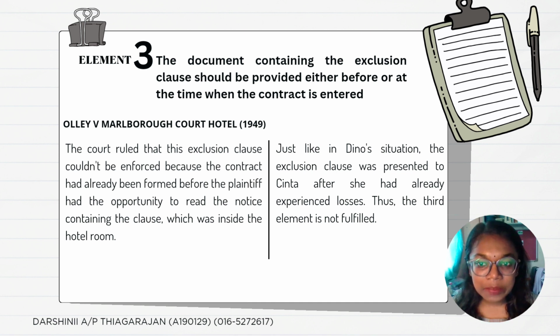Moving on, the third element to be fulfilled is that the document containing the exclusion clause should be provided either before or at the time when the contract is being agreed upon.